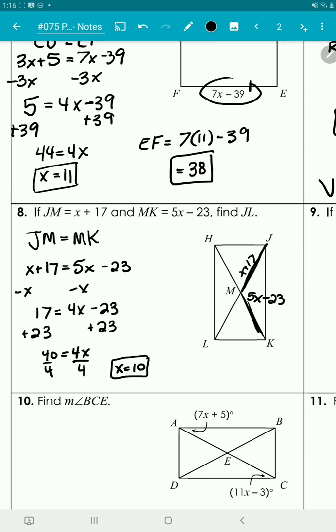Okay, but again, it's not asking us for x, it's asking for JL. Okay, so JL is the entire diagonal, so it's going to be double the half diagonal. So instead of x plus 17, we'll do 10 plus 17. Okay, so it's 2 times 27, which should give you 54.